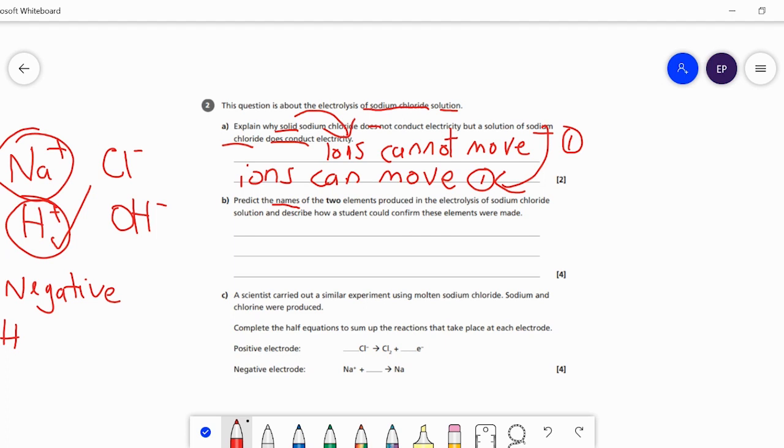Now the question asks for the name, so I'm going to give the full name. Hydrogen would be the element that is released. And it also asks us to describe the test to show that hydrogen was indeed produced. And to test for hydrogen, we need to use a lit splint. And if hydrogen was present, we would get a squeaky pop.